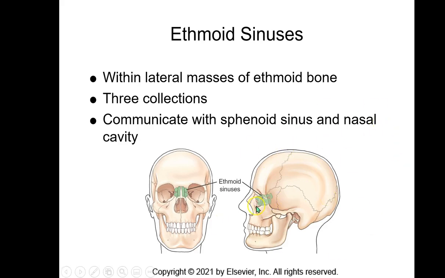You can kind of see here's the orbit, and it looks like the ethmoid sinuses are in the orbital region. And this occurs because portions of the ethmoid sinus are contained in the lateral masses of the ethmoid bone, which help to form the medial wall of each orbit.